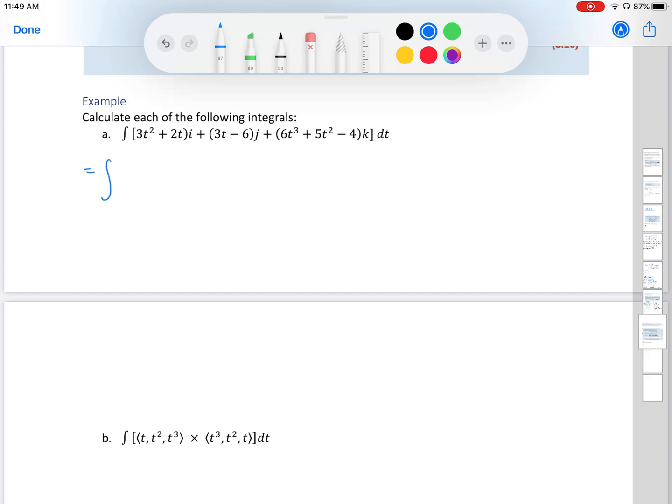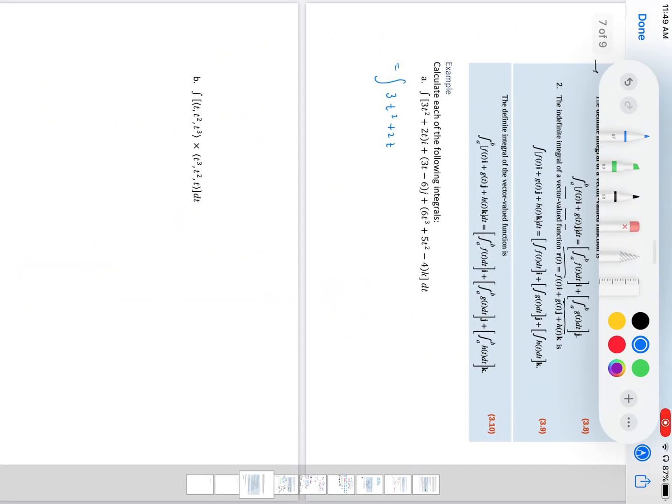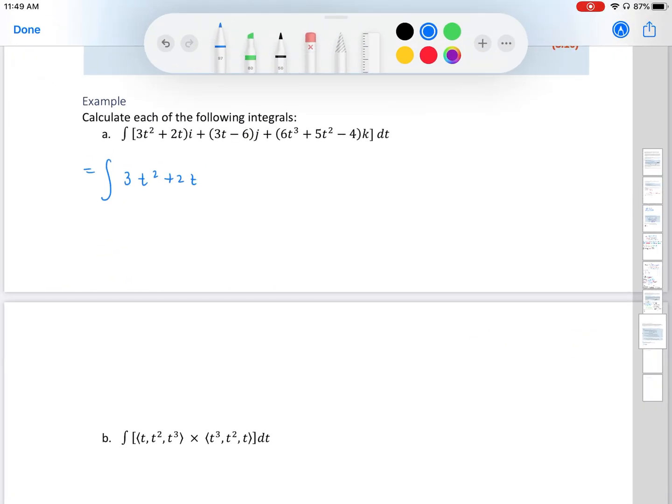So that I have the integral of 3t squared plus 2t dt i, plus the integral of 3t minus 6 dt j, plus the integral of 6t cubed plus 5t squared minus 4 dt k.